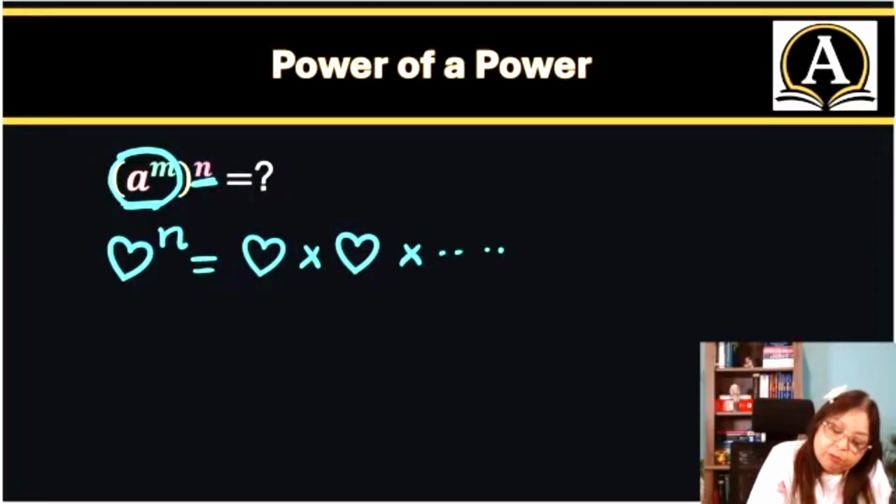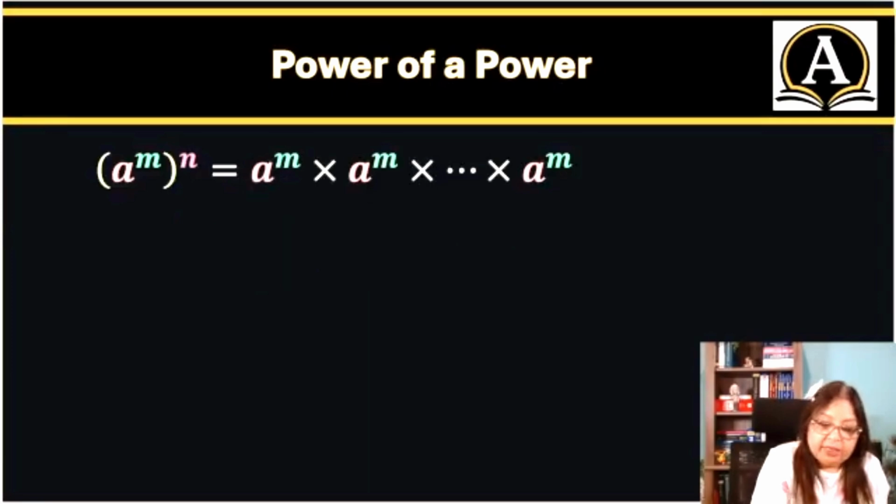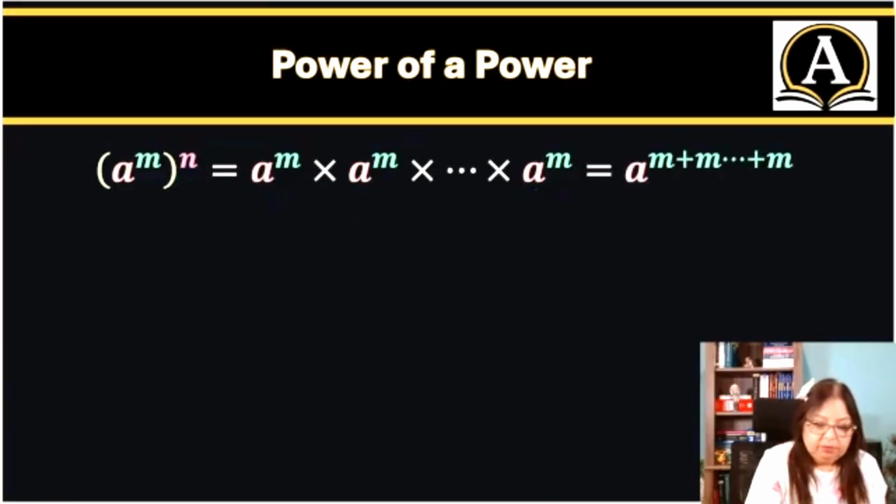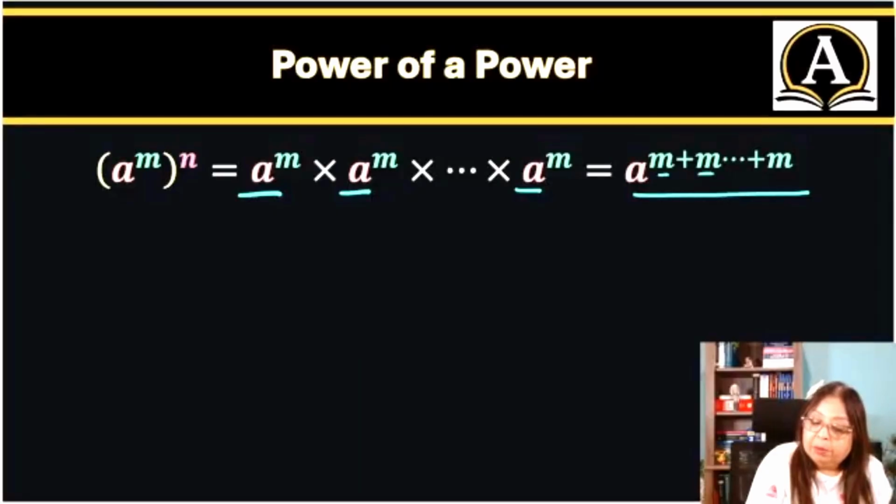But here instead of heart we have a to the power m. So what that means is multiply a to the power m by itself n number of times. So if n is equal to 10, we'll have 10 of these a to the power m's multiplying each other. Correct? Correct. So here you go. Using the rules of the product of powers where the base is same, we know that it can be written as a to the power m plus m plus m, however many number of these powers are being multiplied.